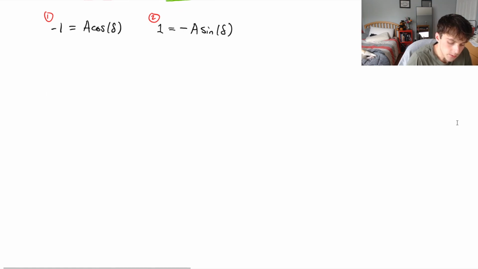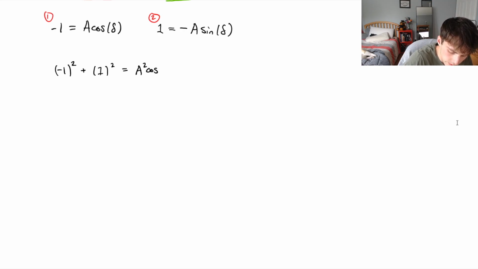Similar to the last video, the way that we can solve for a, we can remove our delta term by squaring each equation and adding them together. So by doing that, we get -1 squared plus 1 squared is equal to a squared times cosine squared of delta plus, and this will be -a squared will just become a squared, and sine squared delta.